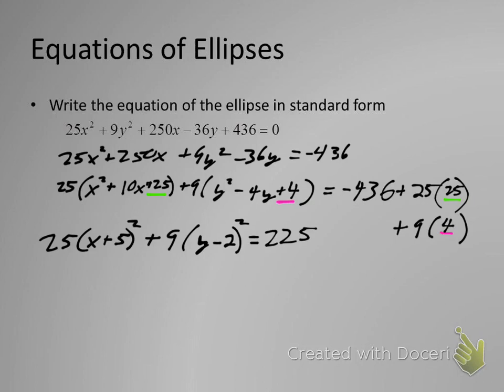Okay? Now, something you haven't noticed, maybe you have. Every single equation of an ellipse equals what? 1. So you divide both sides by 225. That side, and that one.